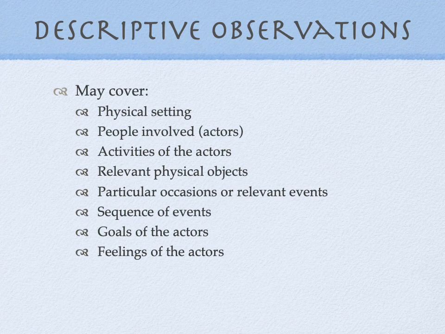This is just kind of a list of some of the things that you might record in your observations. So whether it be physical setting, who's involved, the types of people, about them, what they're doing, what's happening around the situation, maybe noteworthy events, even the series of events or what happens first, second, third, in the sequence, why people are doing.